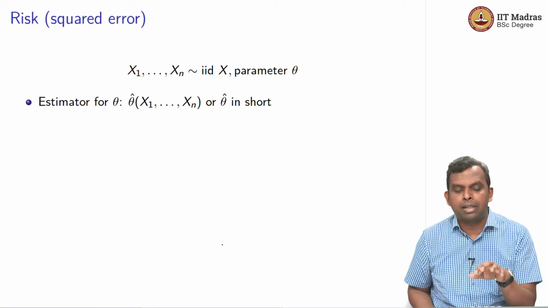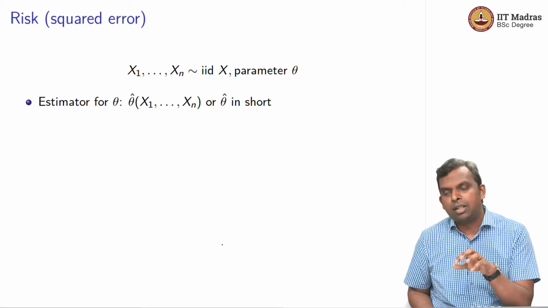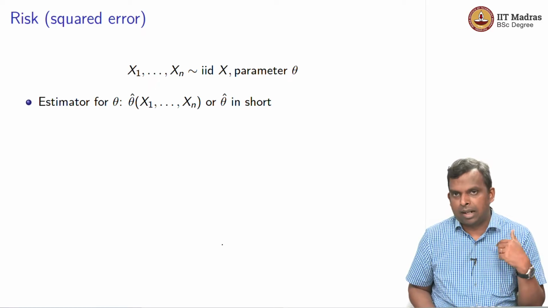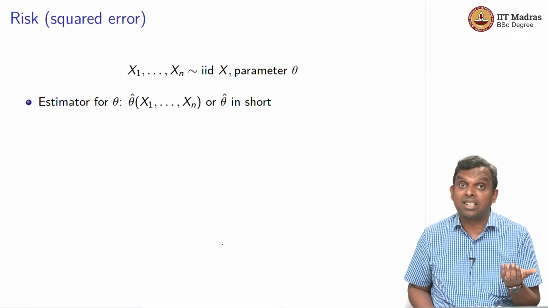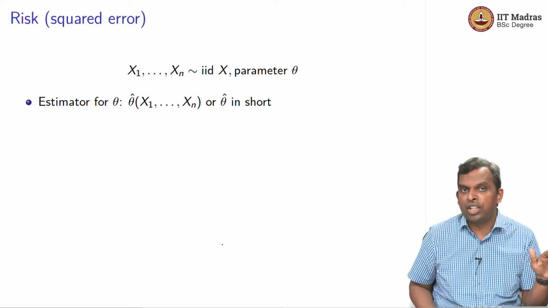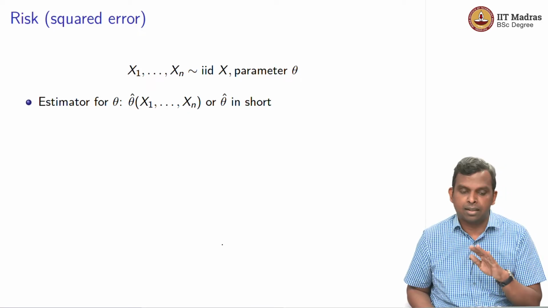IID samples, n of them from some distribution, parameterized by some unknown theta, and our goal is to come up with an estimator, but then also characterize that estimator. What are the different features of the estimator? We saw already bias is one very useful feature. Now we are talking about risk.